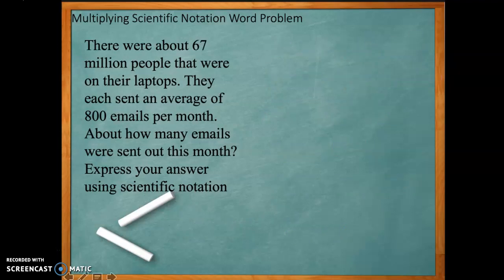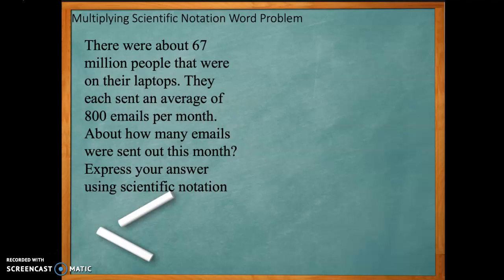This one here, there were 67 million people that were on their laptops. They each sent an average of 800 emails per month. How many emails were sent out this month? Express your answer in scientific notation. Go ahead and try to solve this one on your own. Pause the video before I review the answer and go ahead and try. Alright. If you need more time, you need to have that video paused.